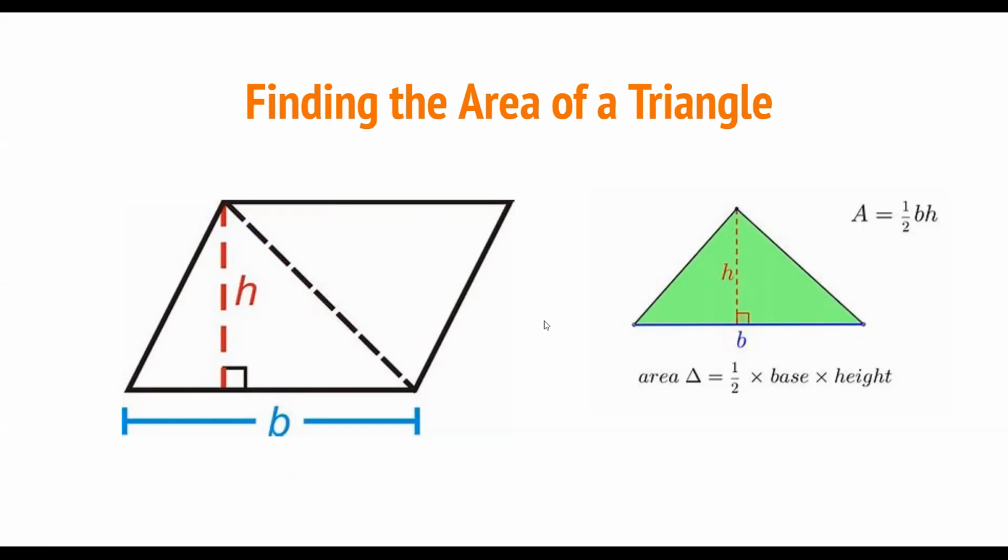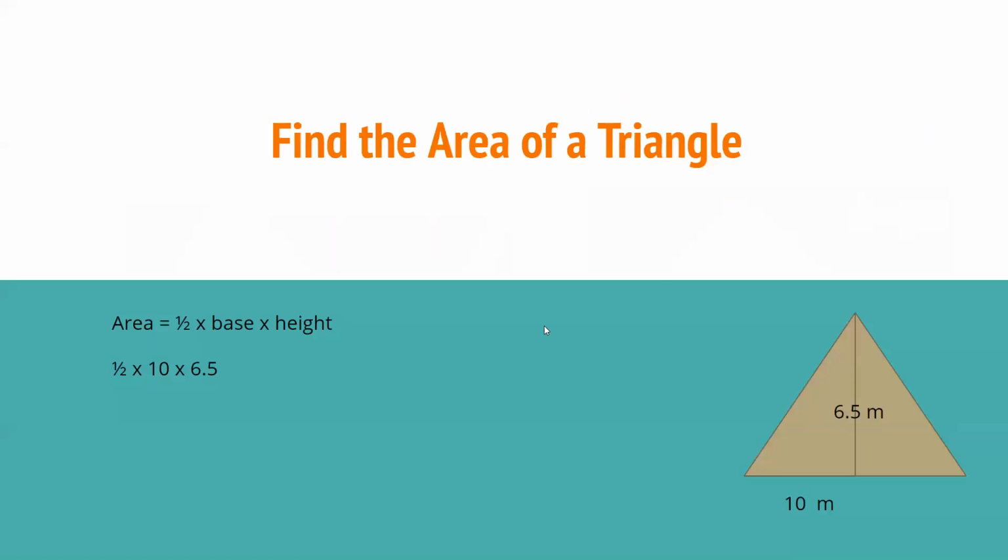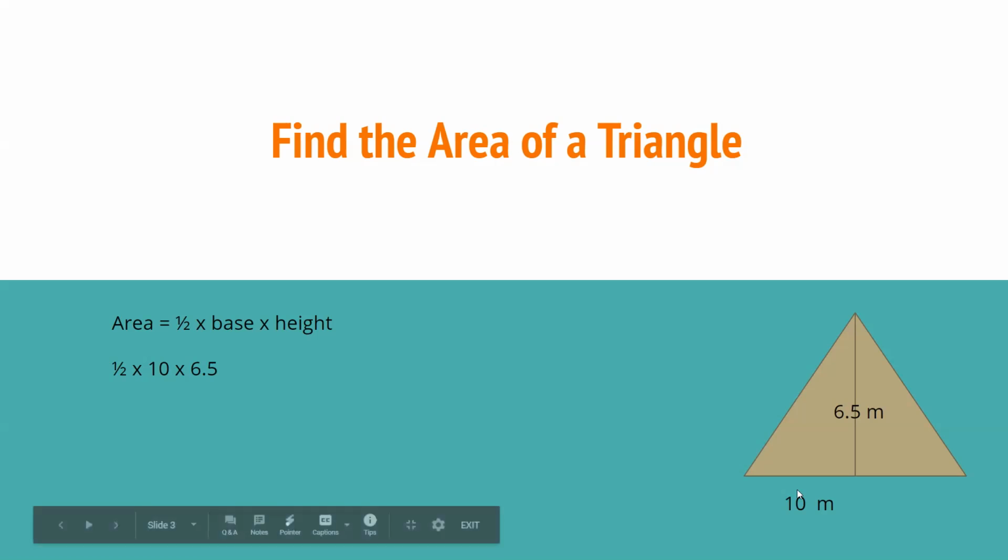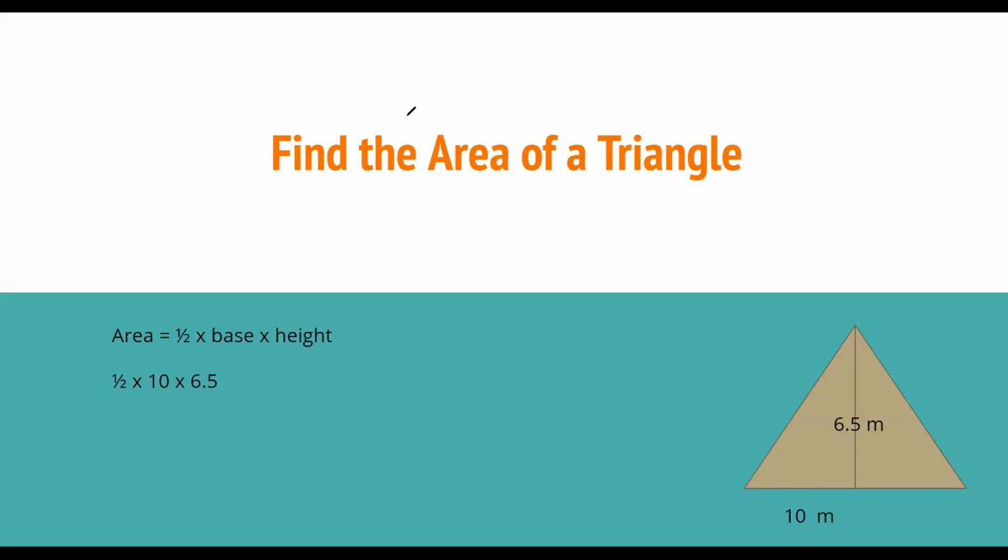So triangles first. Looking at this example, it's again 1/2 times base times height. So I have the base of a triangle is 10 and the height is 6.5. So I plugged it in over here already. So I have 1/2 times 10 times 6.5. And then I'm going to multiply.